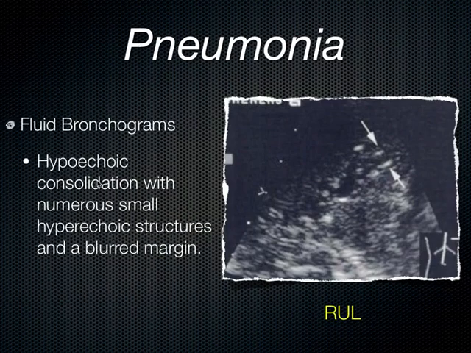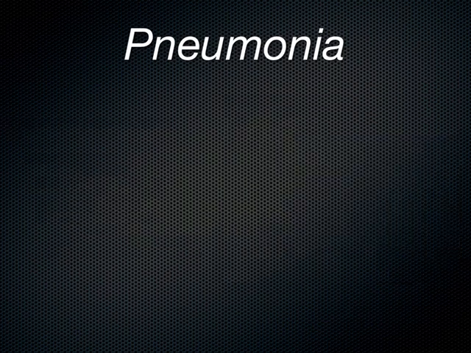And sometimes you get fluid bronchograms. Now these are hypoechoic consolidations, basically, with numerous small hyperechoic structures on the edges of them. And sometimes you'll see like a little blurring of the margin. But these fluid bronchograms are seen within the lung parenchyma in patients who have a consolidation.